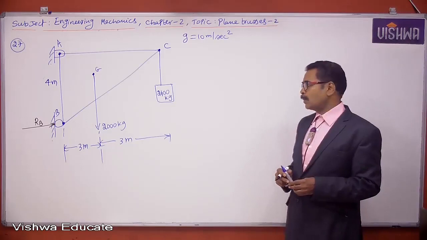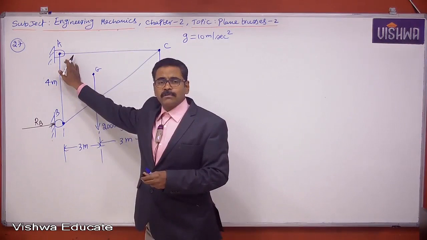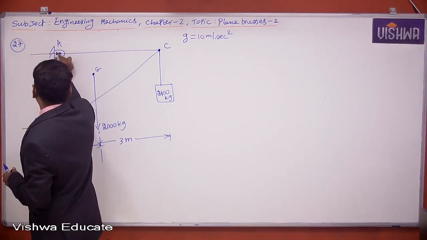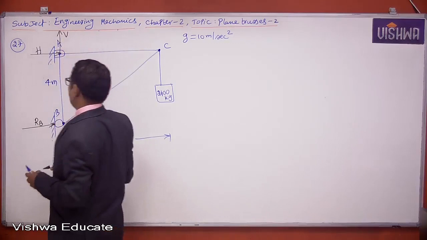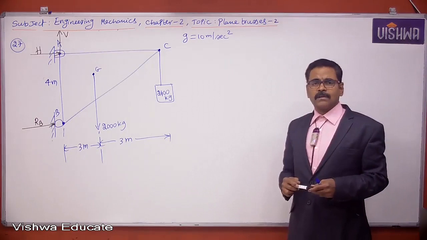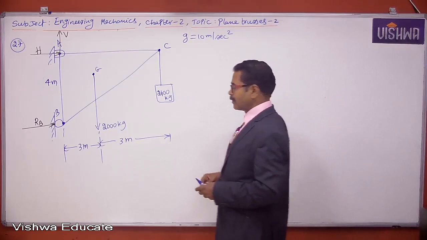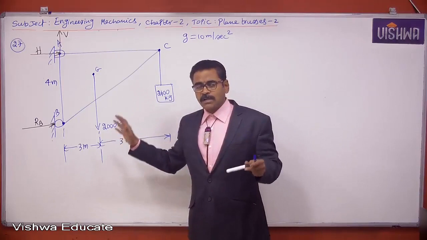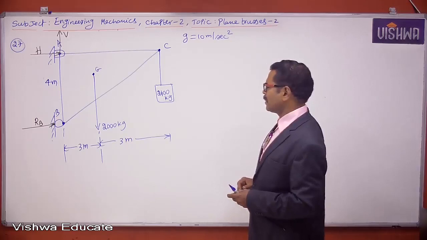Now come to here. At a hinged support, there shall be two reactions. So I may assume the horizontal reaction as H and the vertical reaction as V. H is the horizontal reaction at A, V is the vertical reaction at A. Sometimes both are present, sometimes only one reaction is present. It is always better to assume two reactions at a hinged support. So here we have to find the total reaction at support B and at support A.